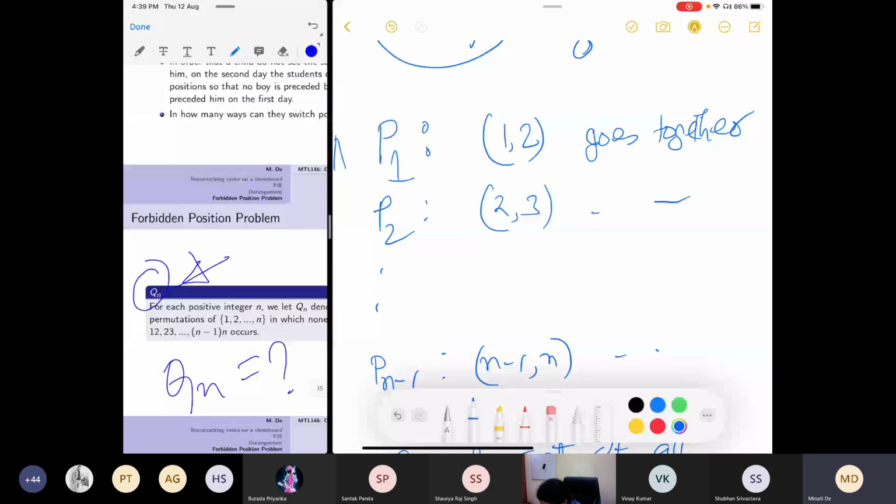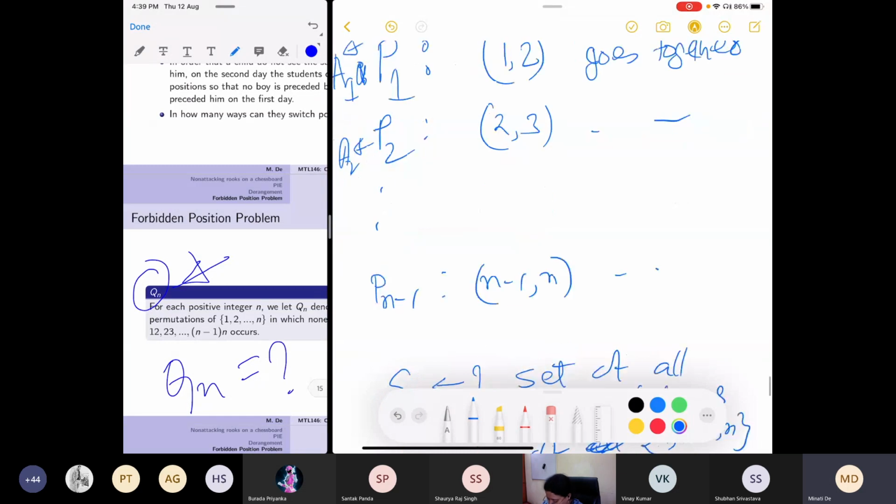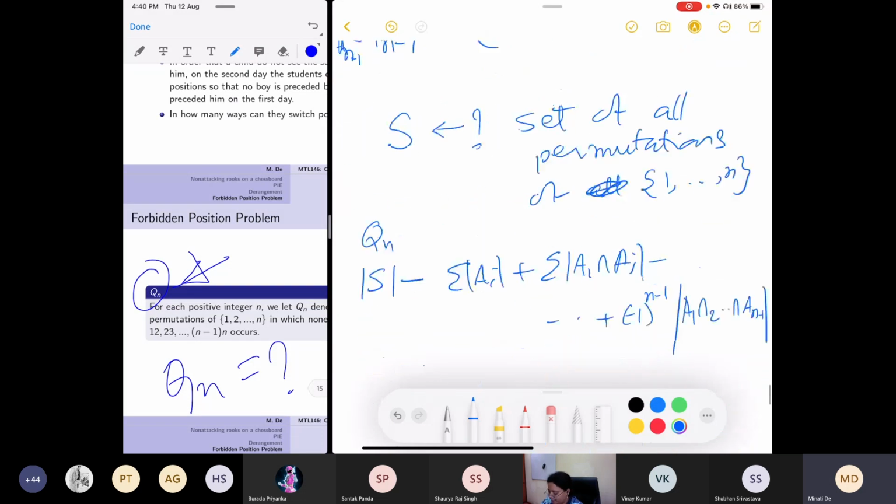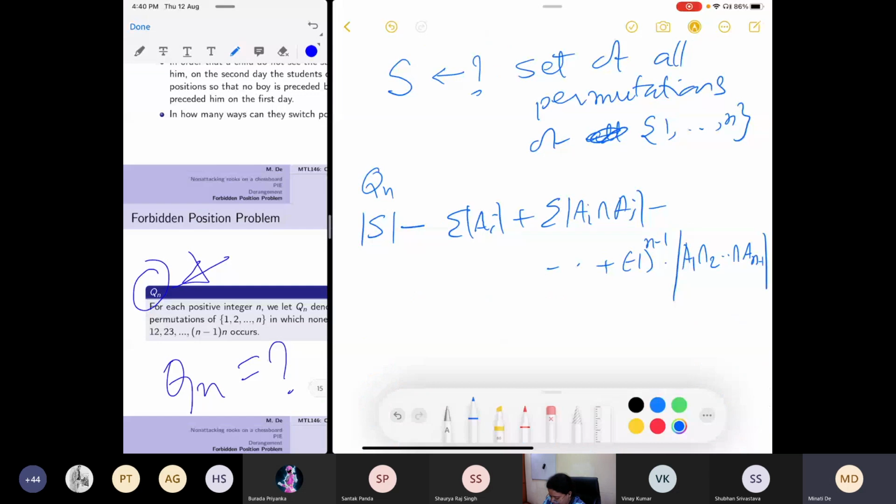Similarly, I need to define the sets corresponding to the property P. In a similar way you can define them, I just keep that step. I have n minus 1 many sets. So AI means the set of all permutations that satisfy property Pi. Now can you tell me what this is? Of course, the cardinality of S is n factorial.